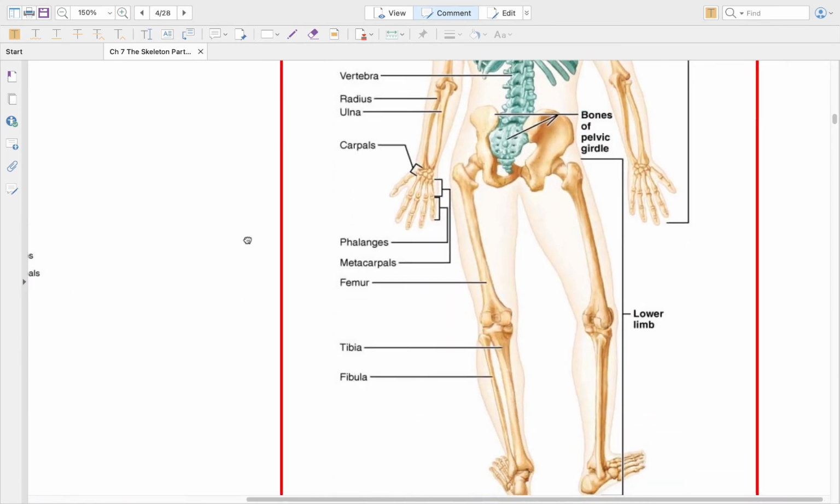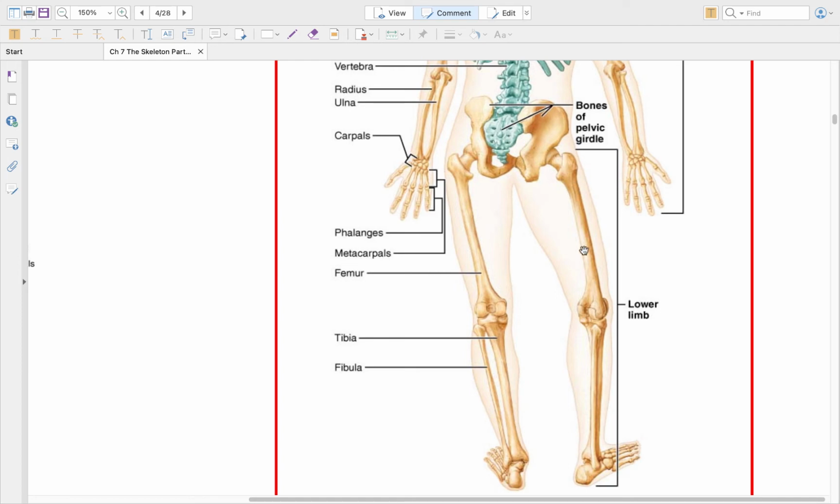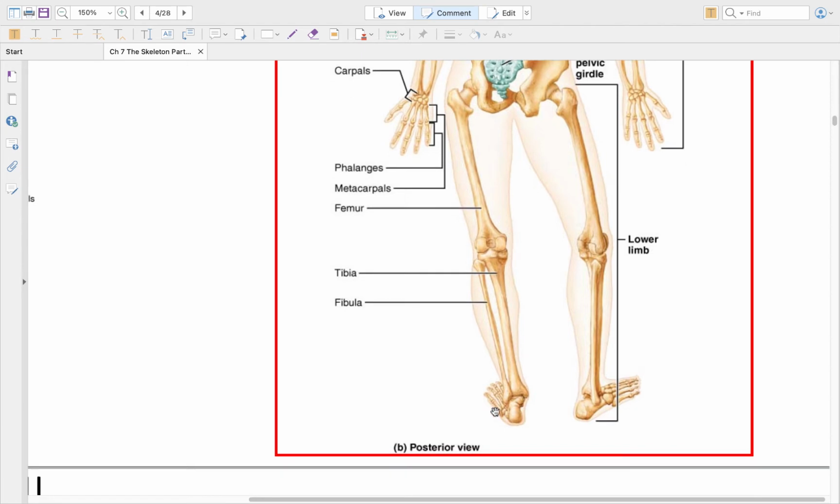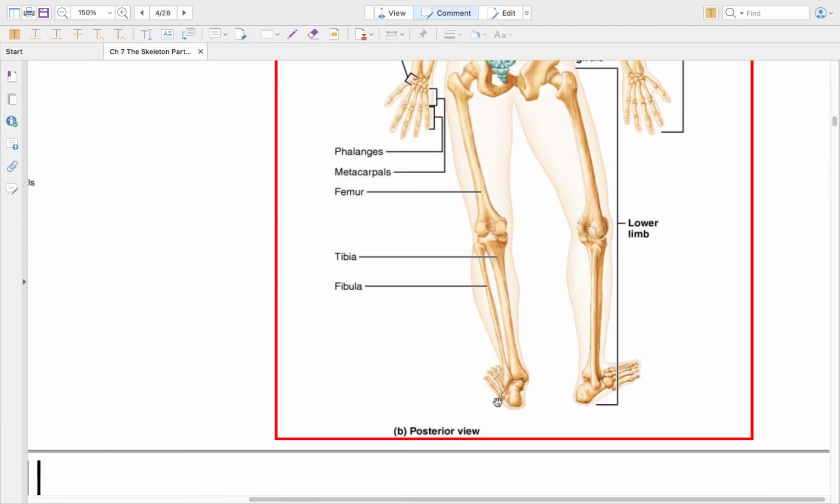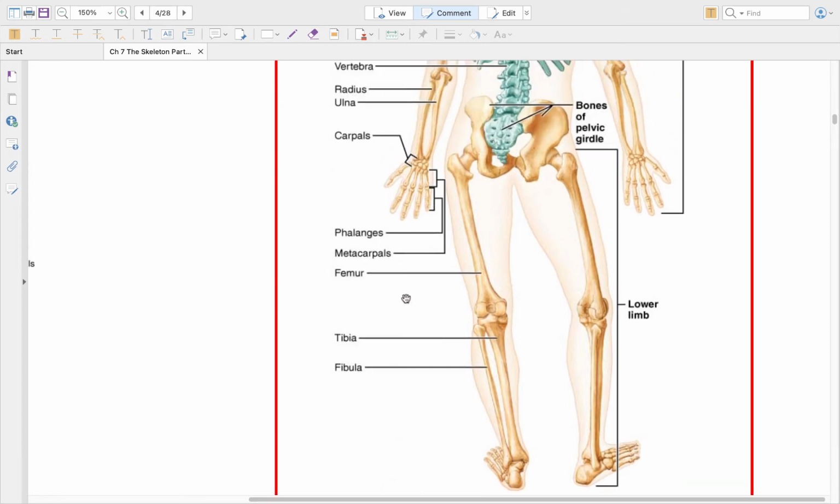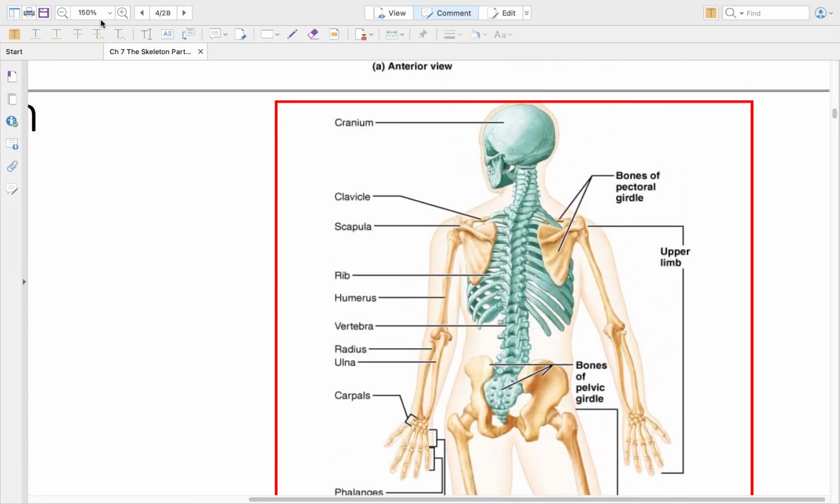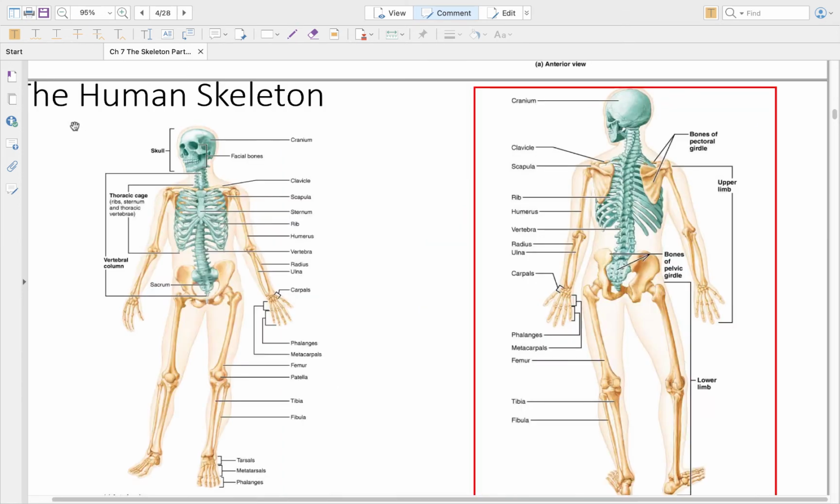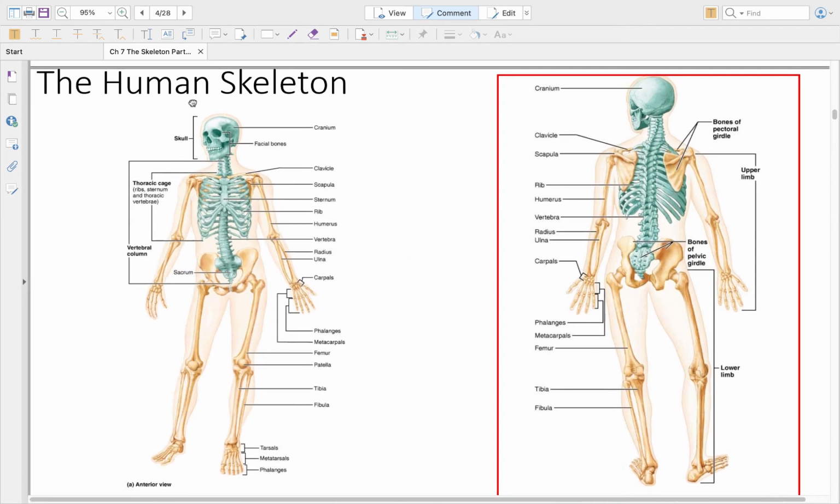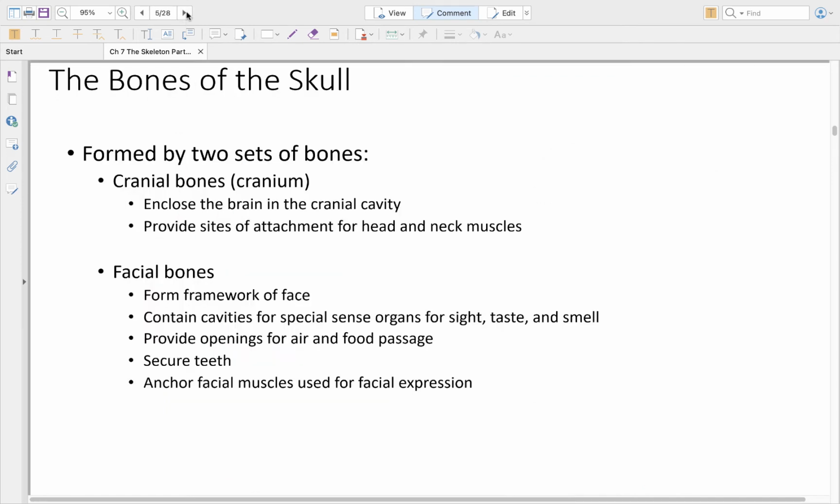Okay, and then you have your pelvic girdle, the femur, which is the largest bone in the body. Okay, the tibia, which is your shin bone, and the fibula, which reinforces the shin bone. And then, of course, you have your carpals, your tarsals, your metatarsals, and phalanges on your foot. Okay, now these bones are just the basics. We're going to start with the bones of the skull.